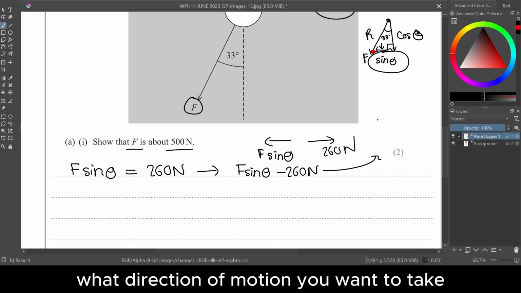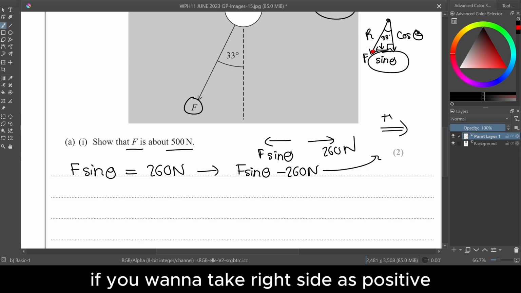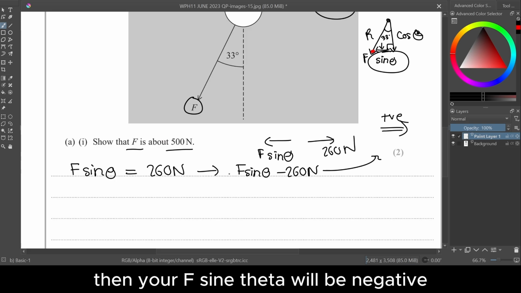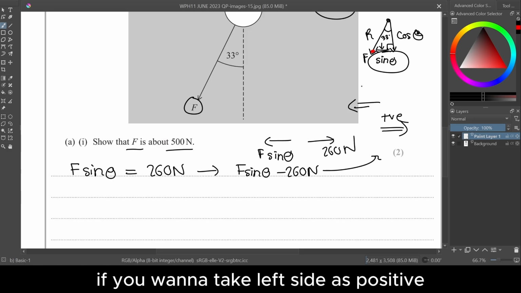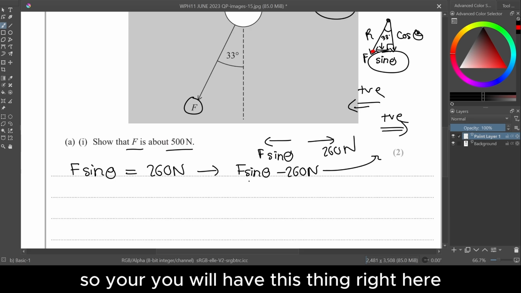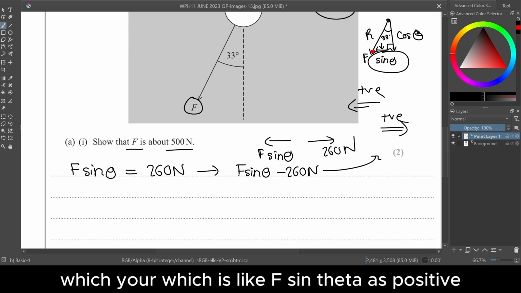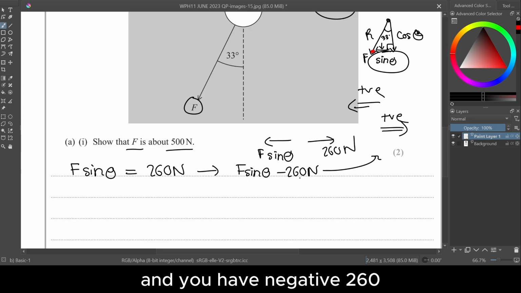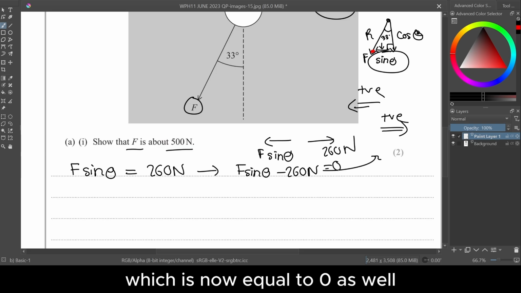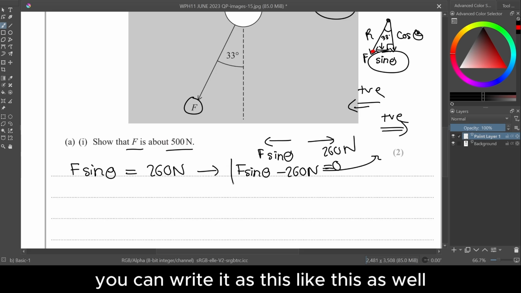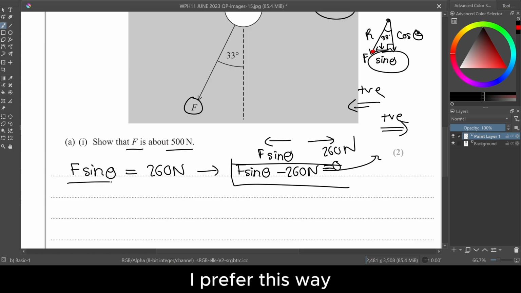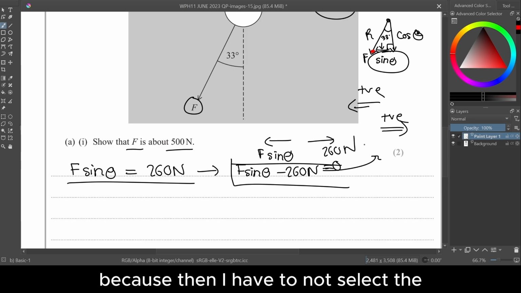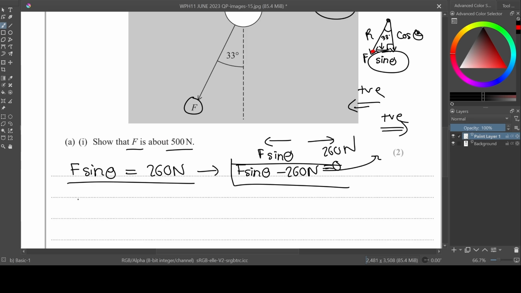You can also write it as F sine theta minus 260 newtons equals 0, but then you have to figure out what direction of motion you want to take. For example, if you take the right side as positive, then F sine theta will be negative and 260 will be positive. If you take the left side as positive, F sine theta is positive and you have negative 260, which is also equal to 0. You can write it like this as well, but it is completely up to you. I prefer this way because then I don't have to select the direction of motion.